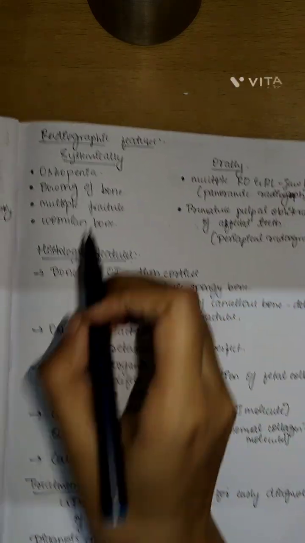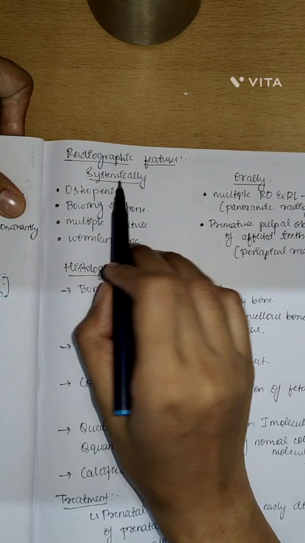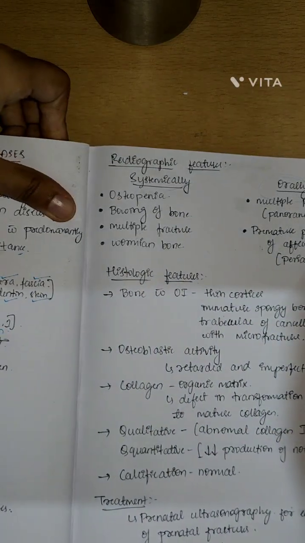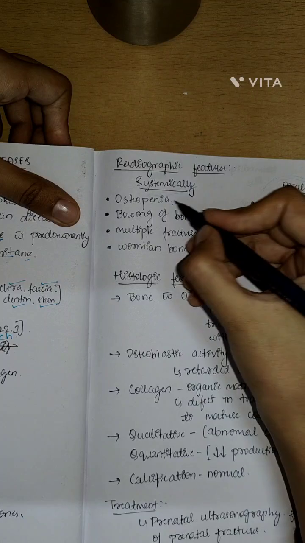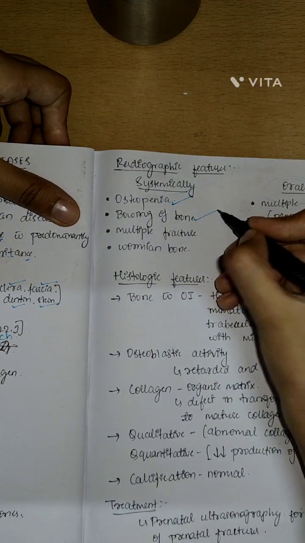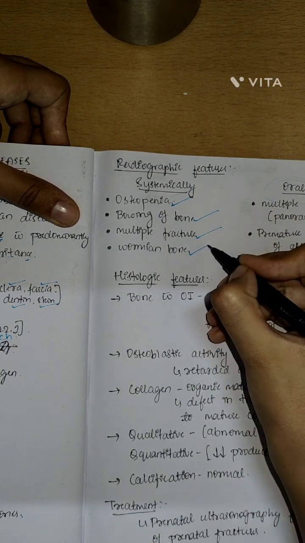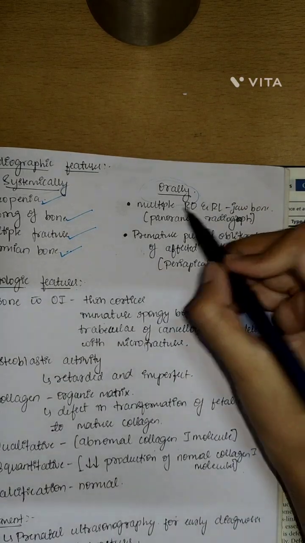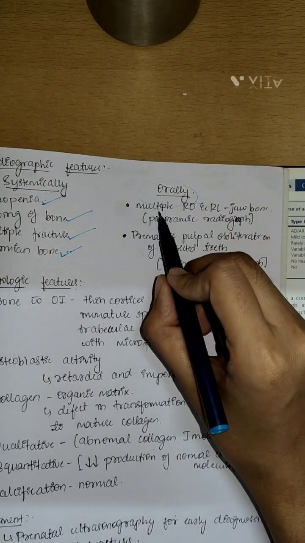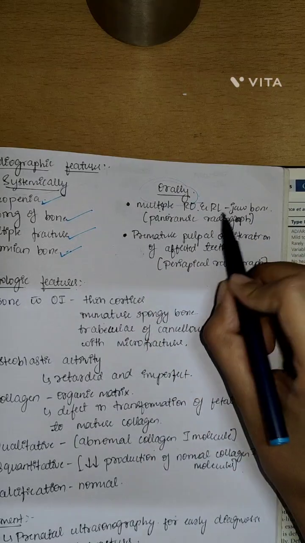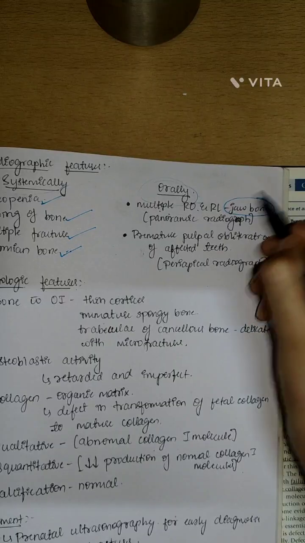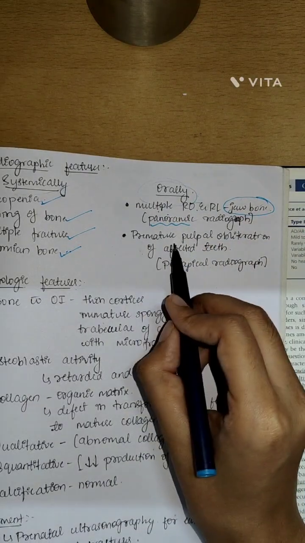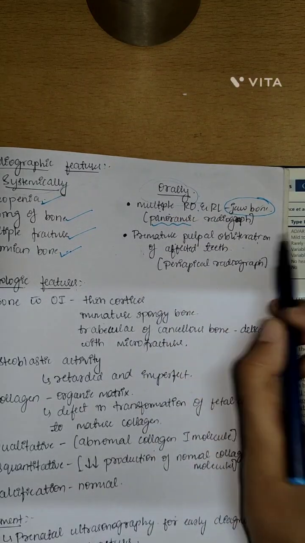Coming to the radiographic features, it has systemic and oral features. Systemically, we have osteopenia, there is bowing of bone, there are multiple fractures, and Wormian bones, which are multiple small sutural bones which fail to fuse. Orally, we can see multiple radiopacities and radiolucencies in the jawbone in a panoramic radiograph. And in a periapical radiograph, there is premature pulpal obliteration of the affected teeth.